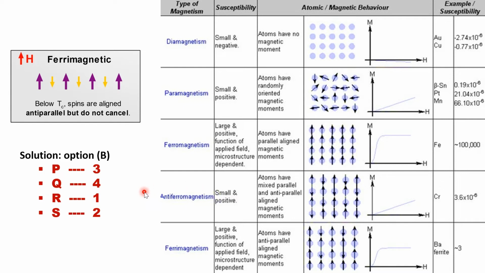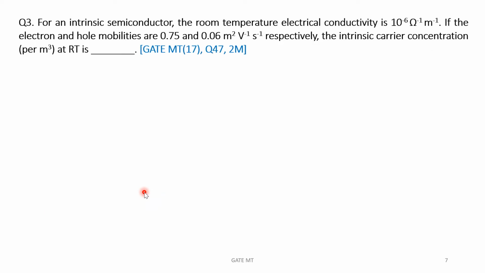So with that, let us move on to the next question. For an intrinsic semiconductor, the room temperature electrical conductivity is 10 power minus 6 ohm inverse meter inverse. If the electron and hole mobilities are given as 0.75 and 0.06 meter square per volt per second respectively, the intrinsic carrier concentration per meter cube at RT, that is room temperature, is? It was asked in GATE Metallurgical Engineering 2017.